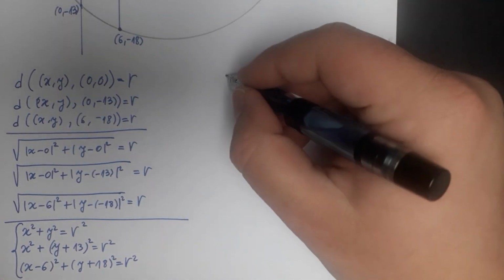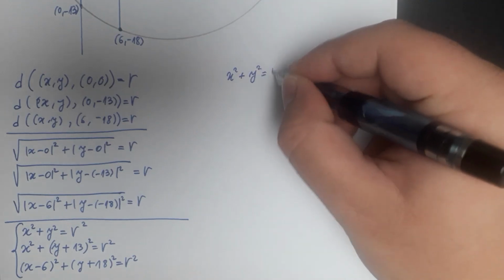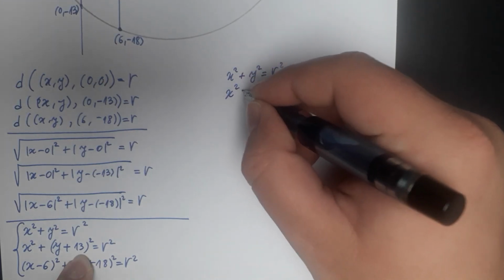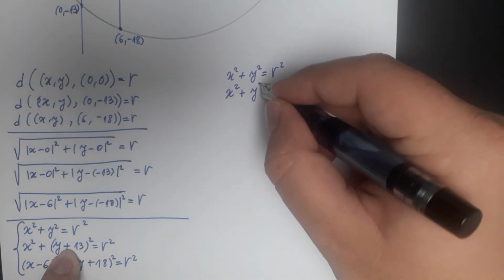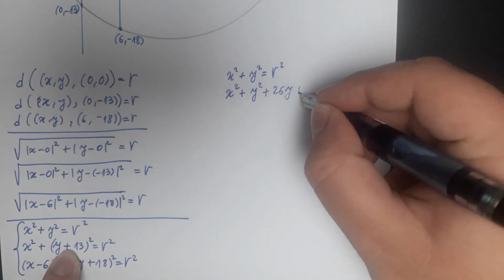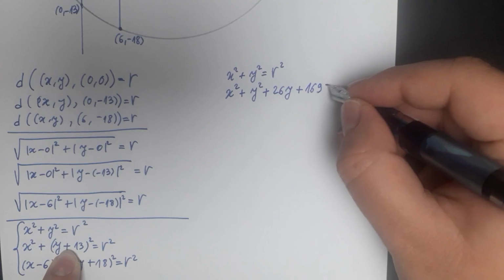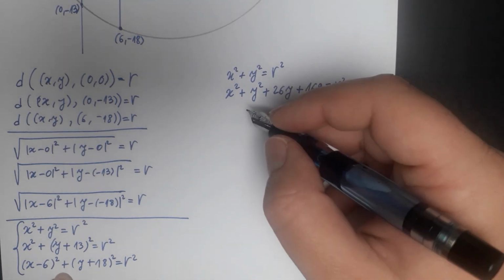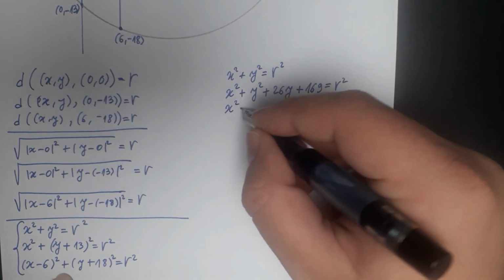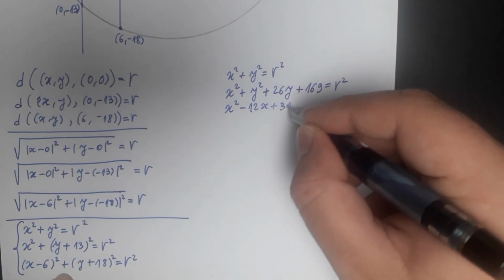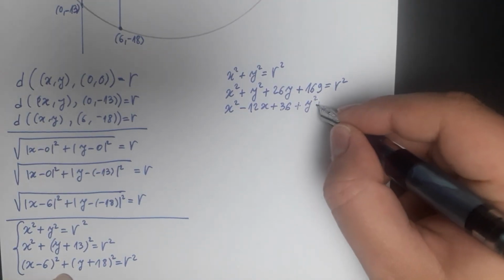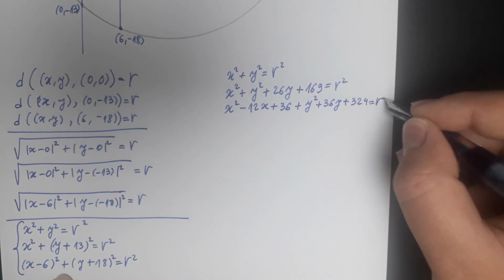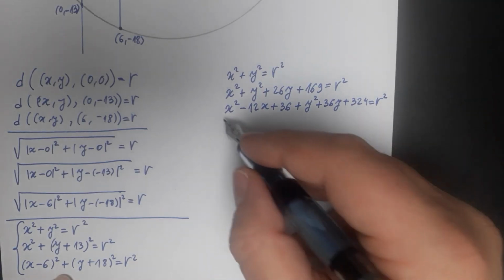So we have x squared plus y squared is equal to r squared. The second equation is x squared plus, and when we expand this, we get y squared plus 26y plus 169 to be equal to r squared. And when we expand the third equation, we get x squared minus 12x plus 36 plus y squared plus 36y plus 324 to be equal to r squared.